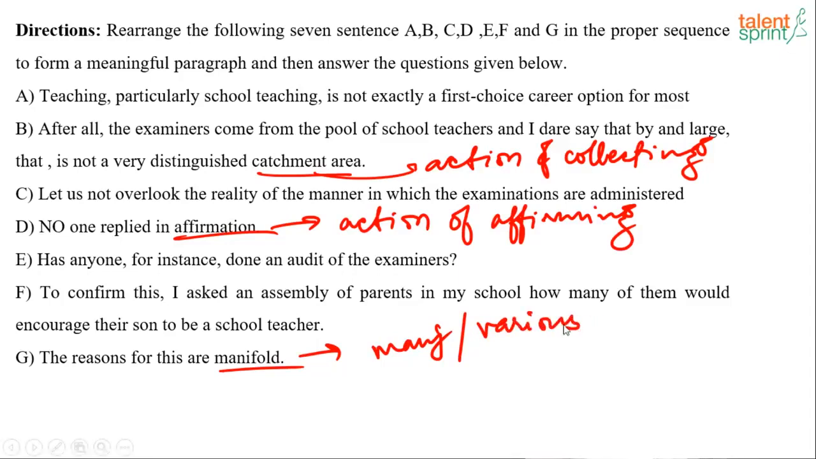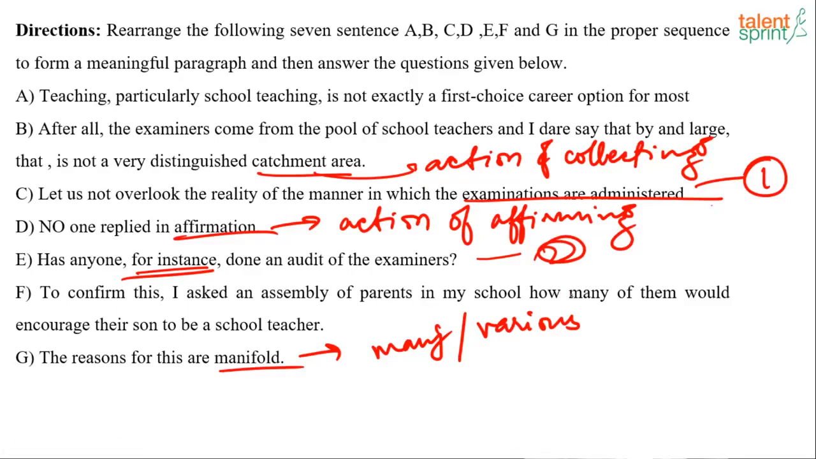Alright, so which one should be the first one? Let us not overlook the reality of the manner in which the examinations are administered. That should be the first one, because it is talking about examinations being administered, and then it goes on to talk about teachers. So this is the first one. Next comes has anyone, for instance. So this is giving an example of examinations being administered.